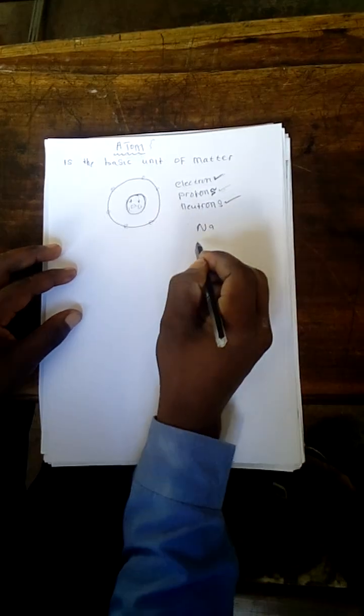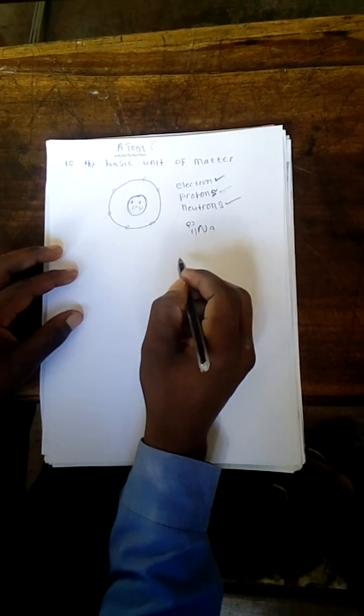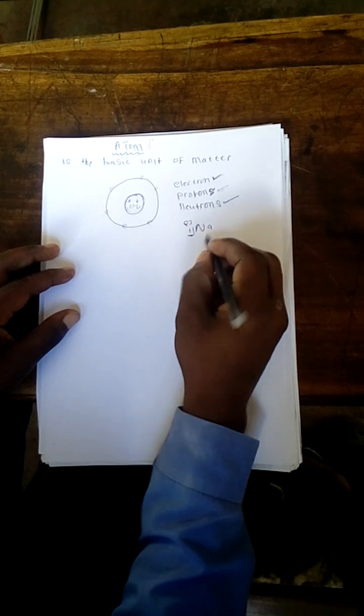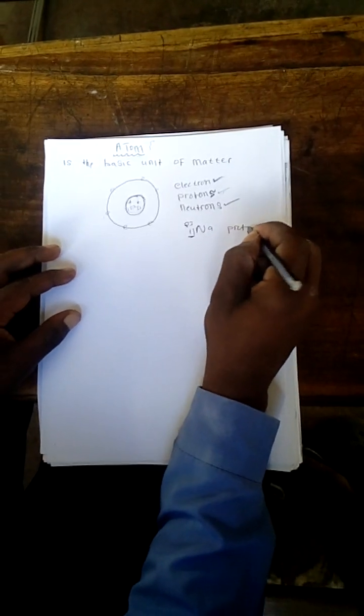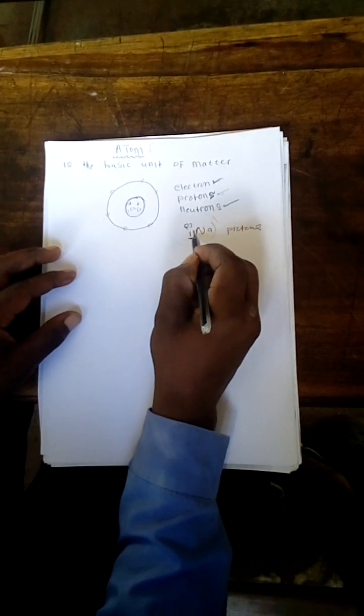Example, let's say this is sodium. So this sodium we know to say on top it is 23, here it is 11. It means that this 11 is the number of protons. The number of what? Protons. So it means that this element sodium has got 11 protons.